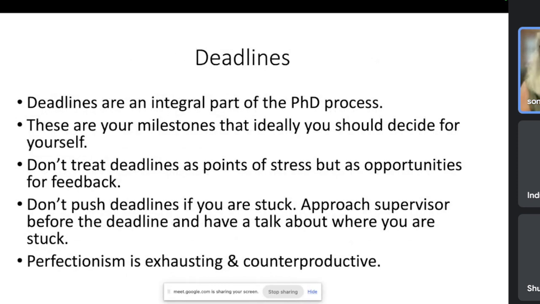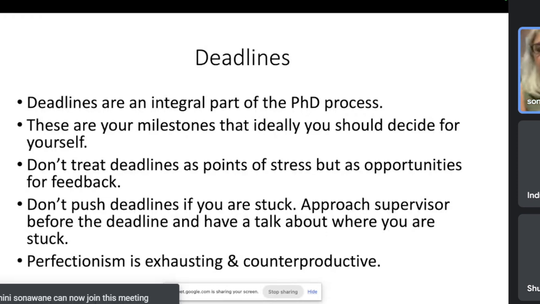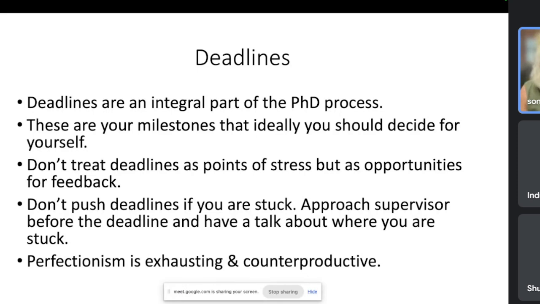Deadlines, an integral part of the PhD process. Deadlines should not be treated as elastic, but you should decide your milestones. And once you've decided what your milestones are, stick to it. Don't treat deadlines as times in which you have to be highly stressed. Because I find that this has become a part of the PhD journey, that a PhD journey has to be stressful. That this has become a performance of a PhD scholar's life, that I am very stressed. If you're not stressed, then you're not doing good work. I don't buy into this.